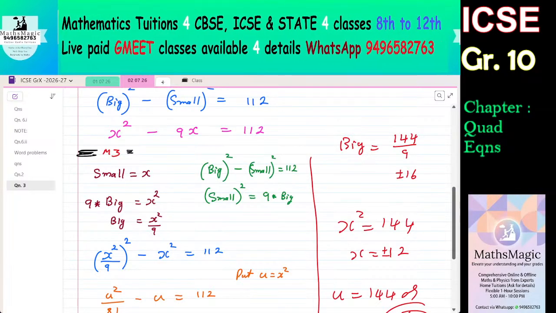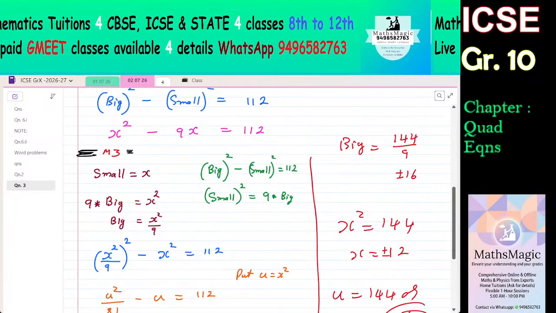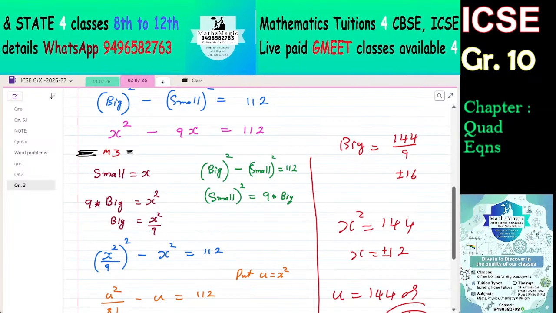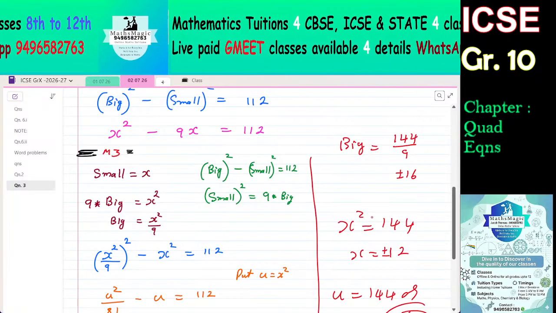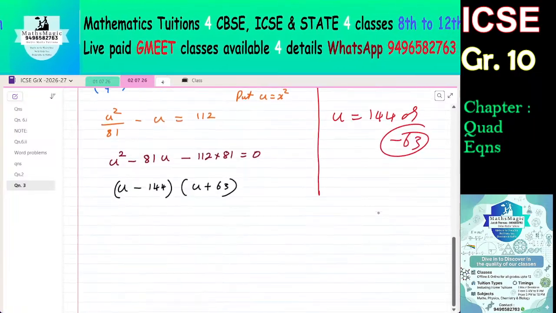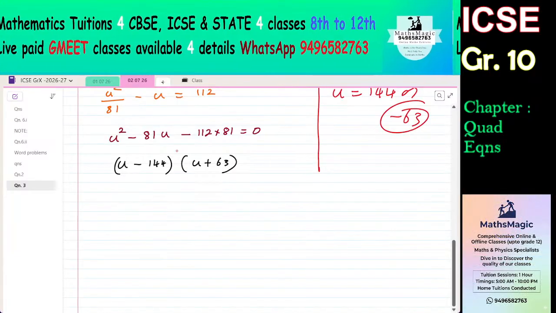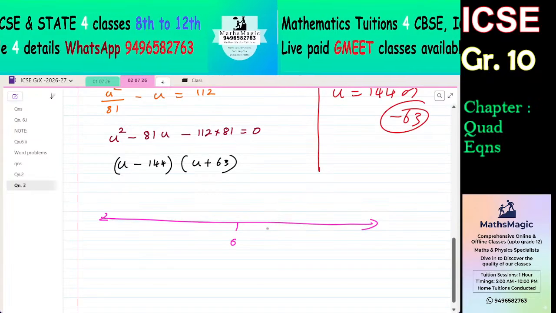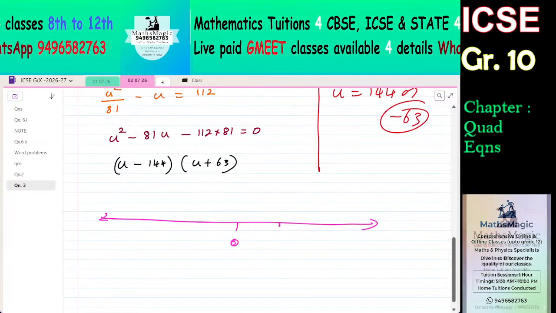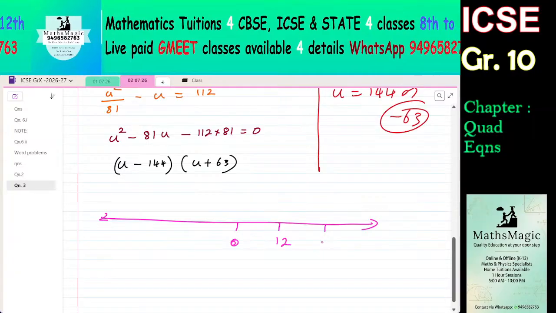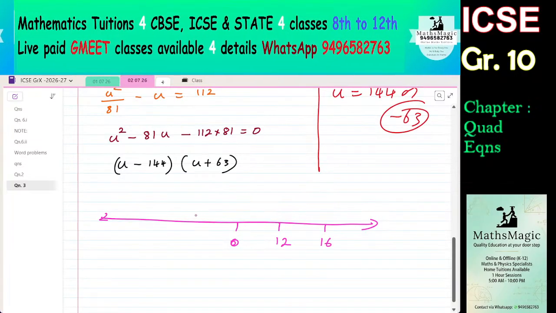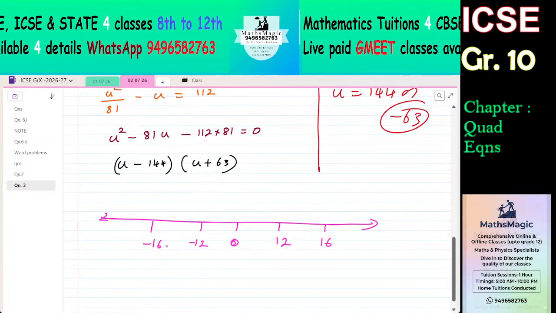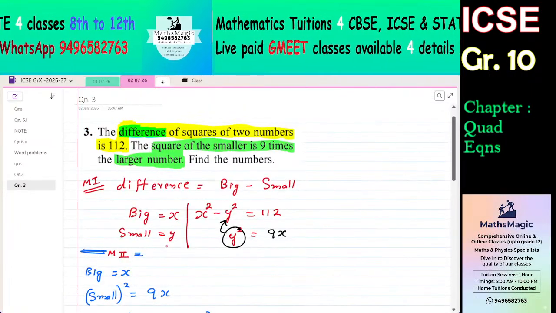Are these things working for you? Okay, you have got only 12 and 16. Okay, let me explain that a little bit. So let here be 12 and here be 16, and here it is negative 12 and here it is negative 16. Let us check whether all these conditions are satisfied.